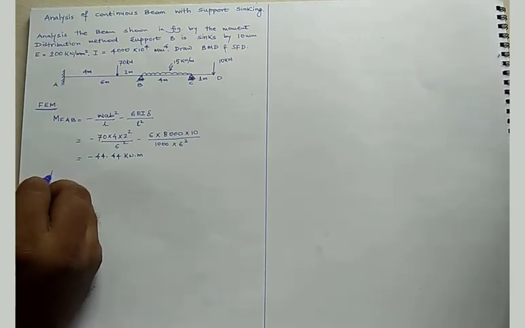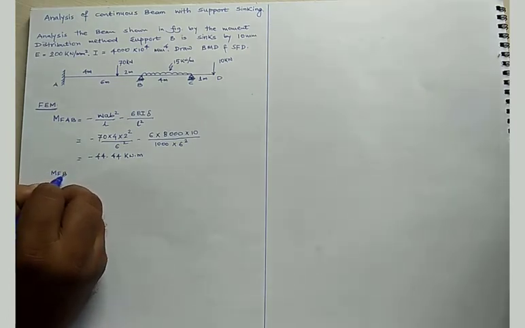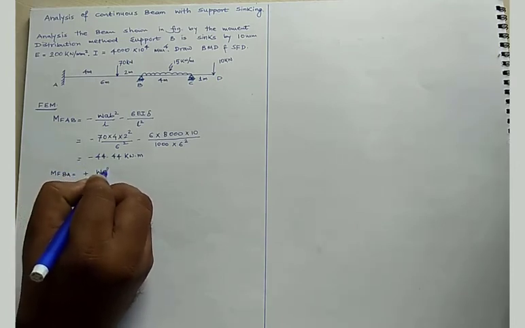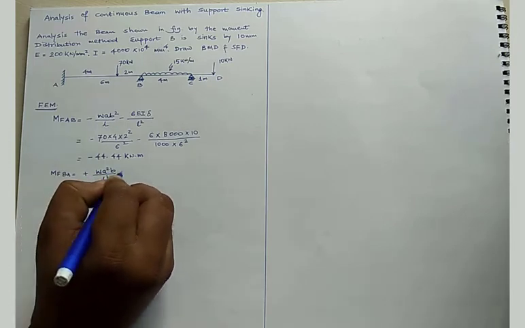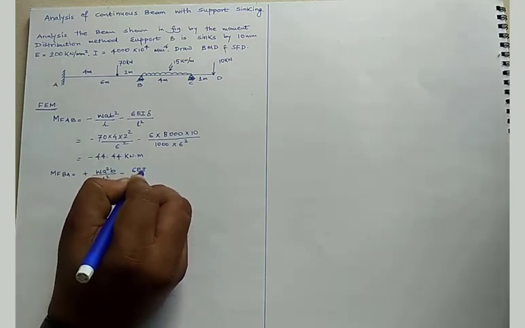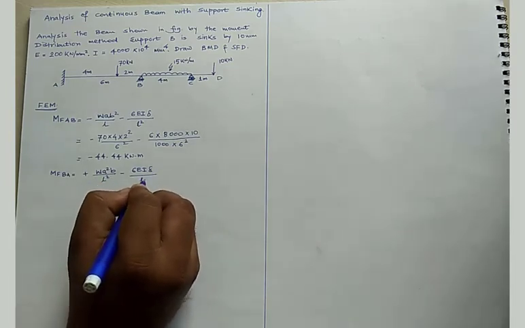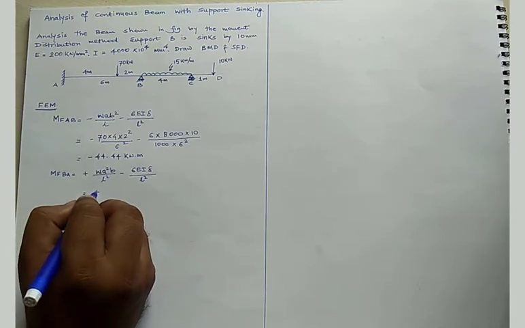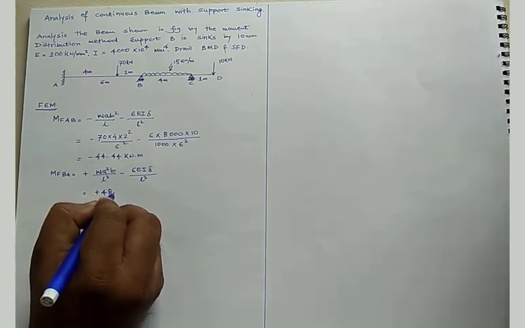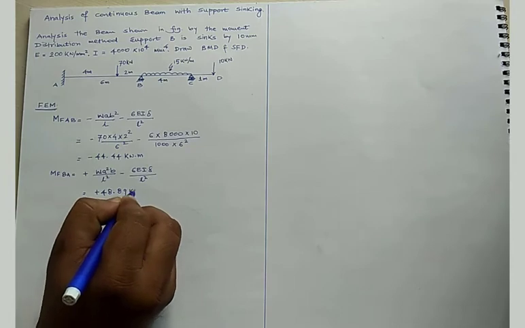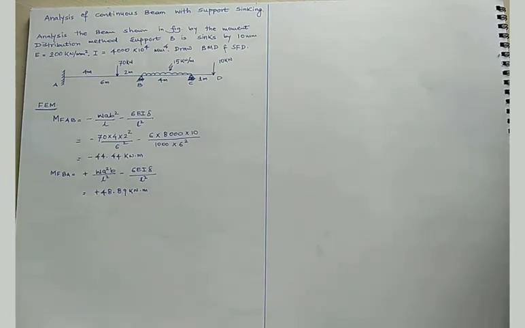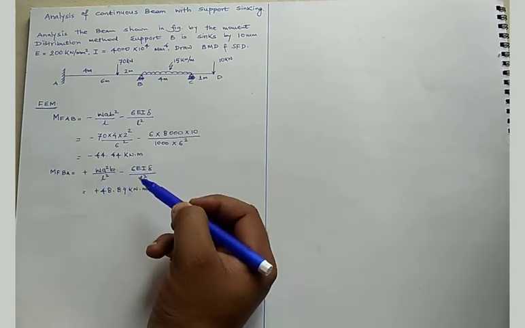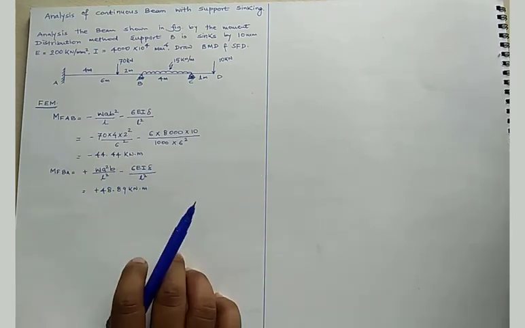Now similarly we have to do the calculation for MFBA. So it will be plus WA square B divided by L square minus 6 EI del divided by L square. So put the values in the equation and we will get the value as plus 48.89 kilonewton meter. Put the values of W, A, B, L, E, I and del in the equation, and we will get the value as 48.89.